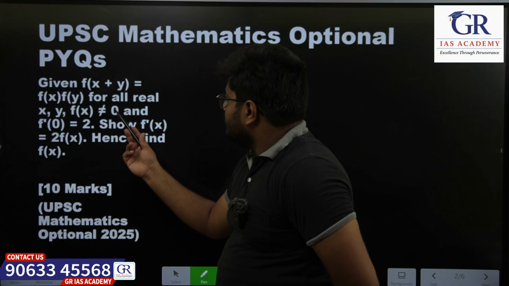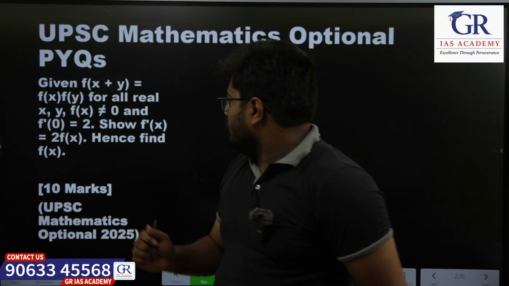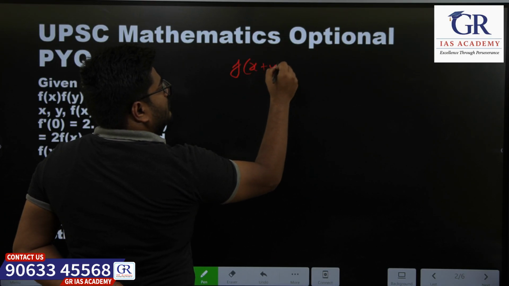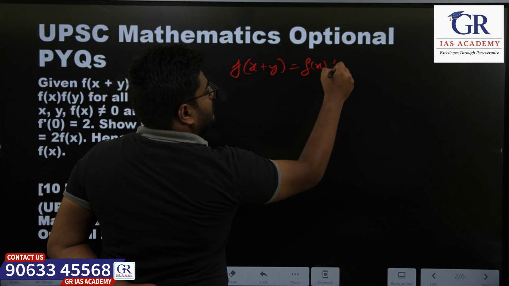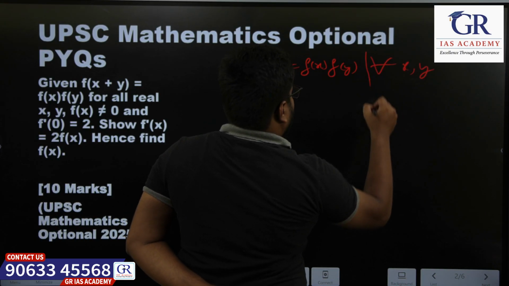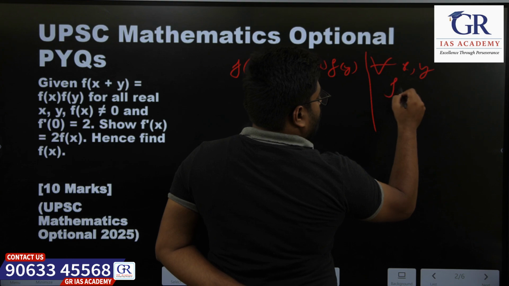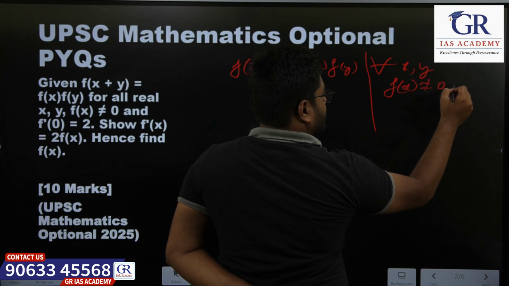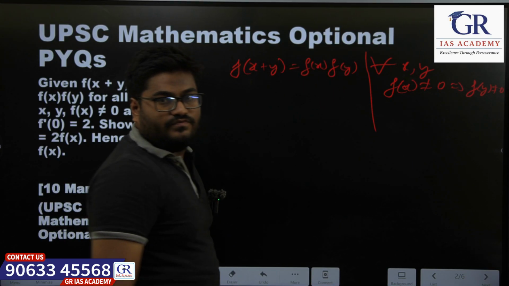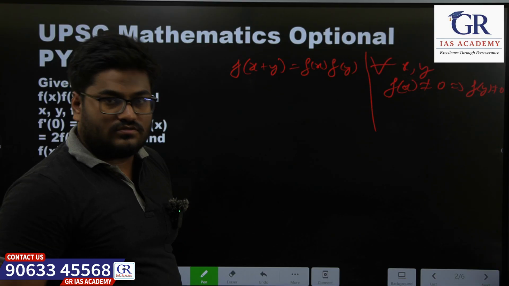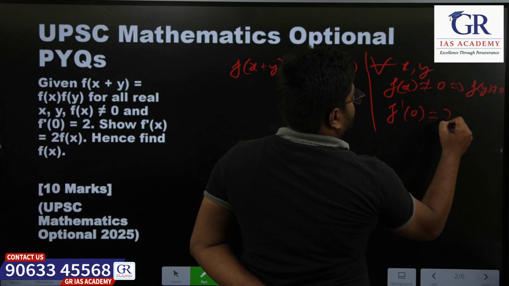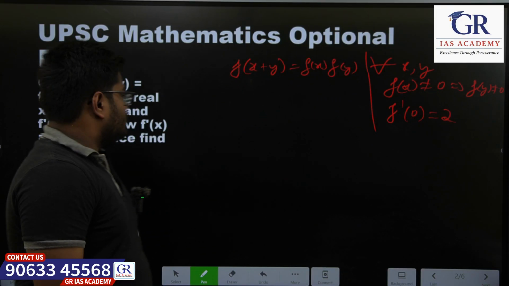So today's question: given f of x plus y equals f of x into f of y for all real x and y. So let's write the equation. What is given? f of x plus y is equal to the product f of x into f of y for all real x and y. Also given, f of x is not equal to 0. This also means f of y is not equal to 0, because it is just a variable. The function at that variable is not equal to 0. And also given, f dash of 0, the derivative, is equal to 2. So these are the given statements.